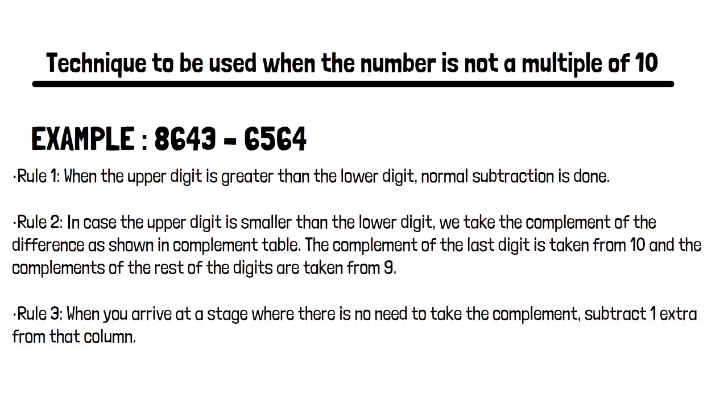According to the sutra, Rule 1 states, when the upper digit is greater than the lower digit, normal subtraction is done. Rule number 2, in the case the upper digit is smaller than the lower digit, we take the complement of the difference as shown in the complement table. The complement of the large digit is taken from 10 and the complements of the rest of the digits are taken from 9. Rule number 3. When you arrive at a stage where there is no need to take the complement, subtract 1 extra from that column.